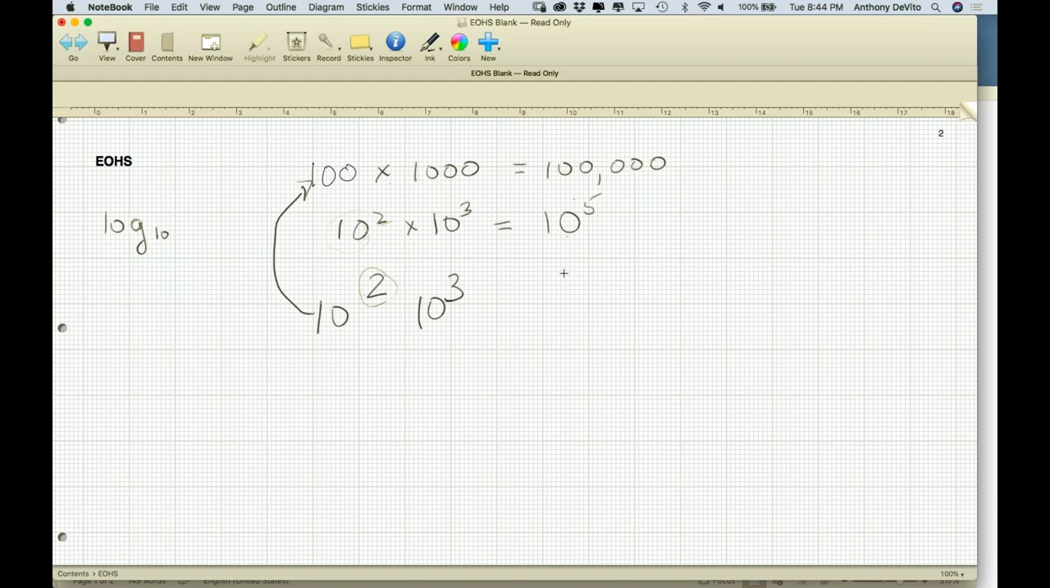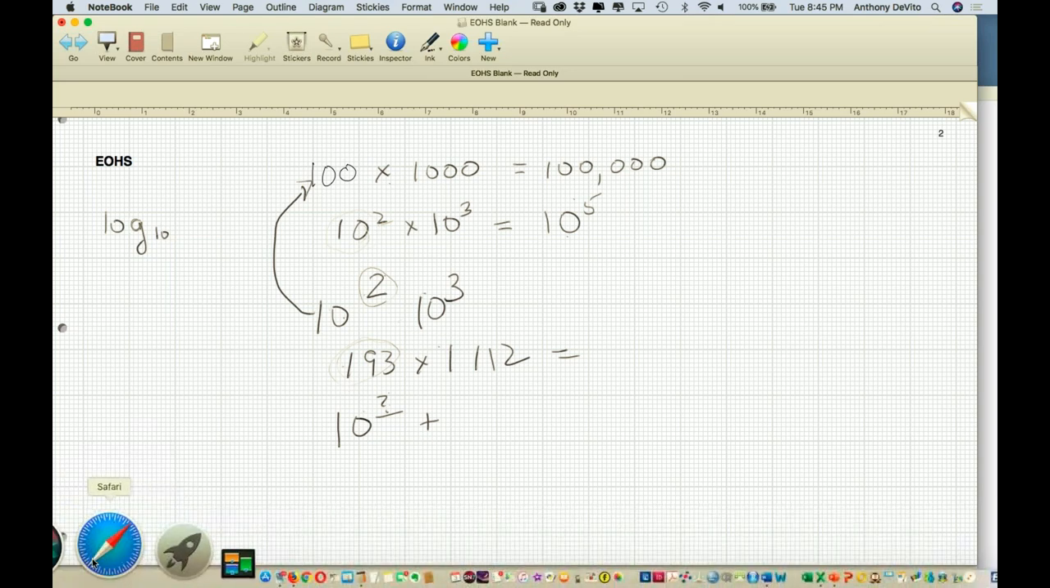So why is this any use to us? Let's say these numbers are 193 and 1,112. Instead of multiplying these numbers out, it would be a lot easier if we could simply add them instead. And that's what our logarithm does for us. The number 193 is between 10 to the 2 and 10 to the 3, between 100 and 1,000. So what we need to know is what exponent represents 193. If we go to our table and look up 1.93, it will give us that exponent.